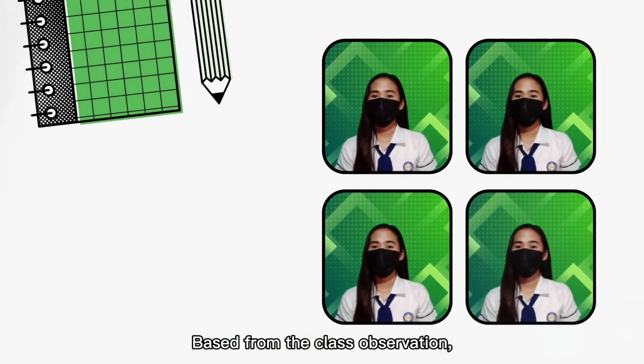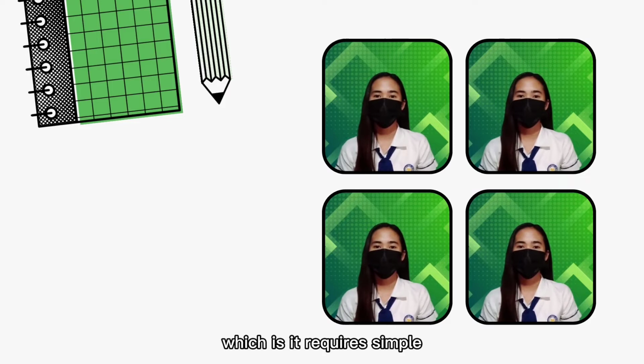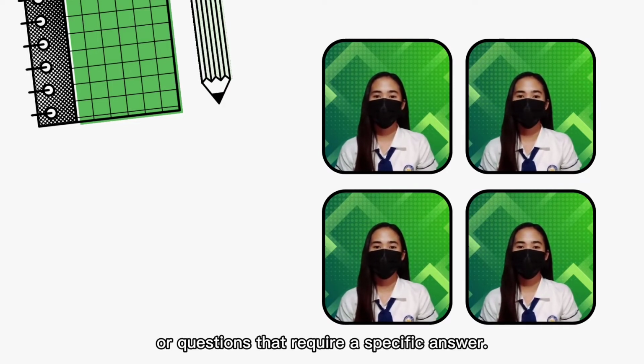Based on the class observation, the teacher considered using the characteristics of questioning and guidelines of test construction, which is, it requires simple recalling, and questions are usually close-ended or questions that require a specific answer.